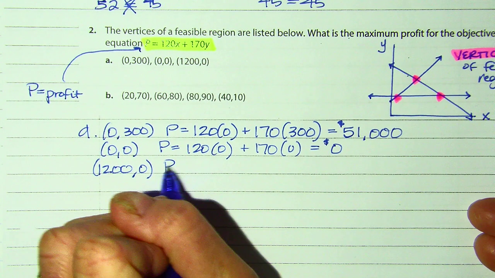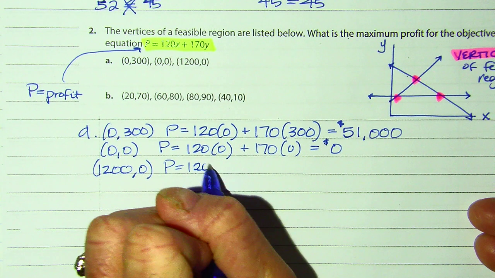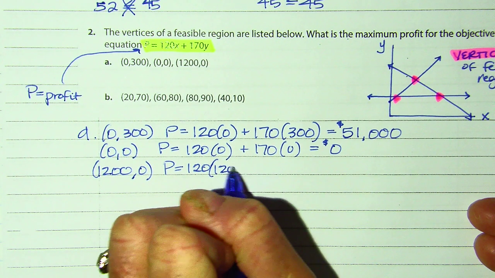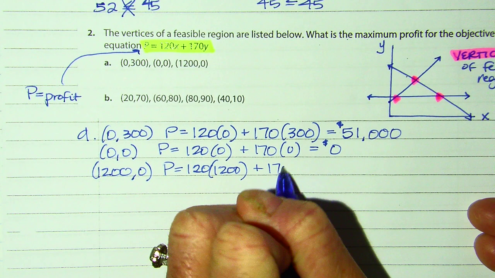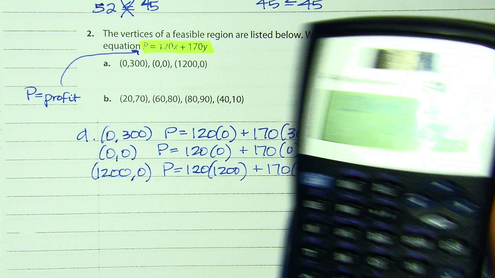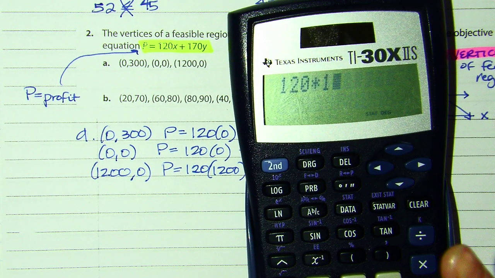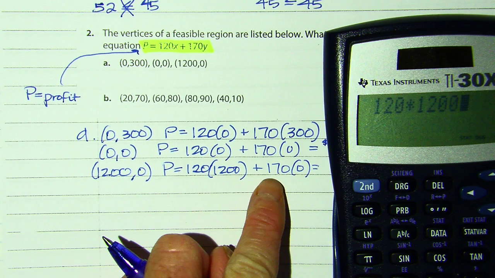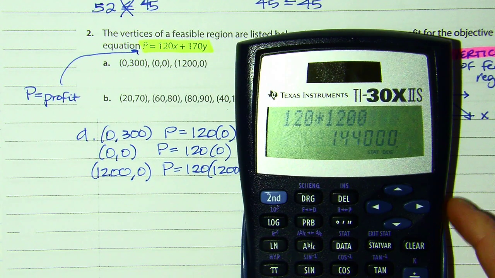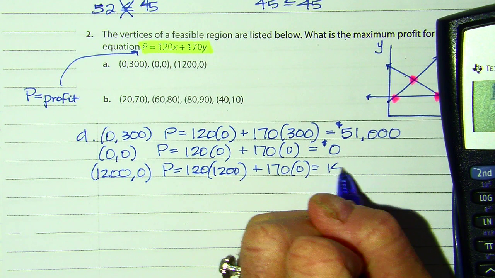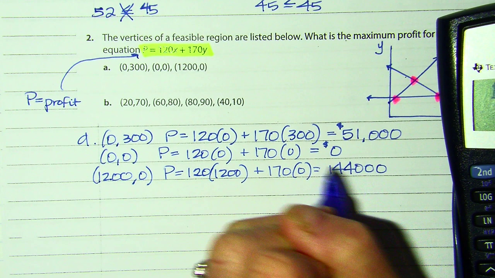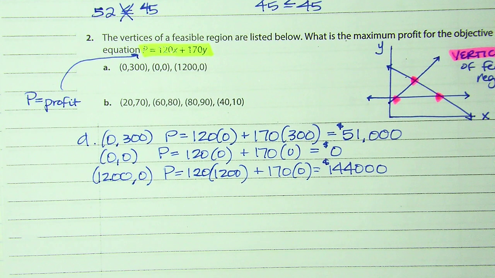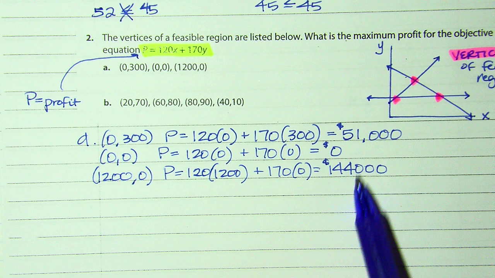So last one, I'm plugging in 1200. So 120 times 1200 plus 170 times 0. I don't need to enter the second part because that's just 0. So this gives me 144,000. So which point provided me with the greatest amount of profit?